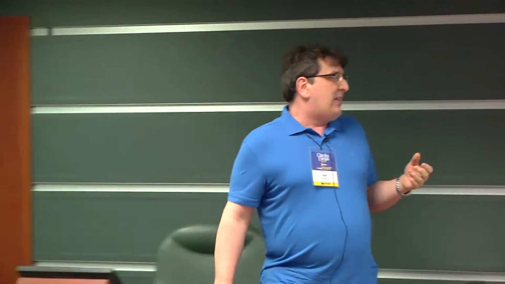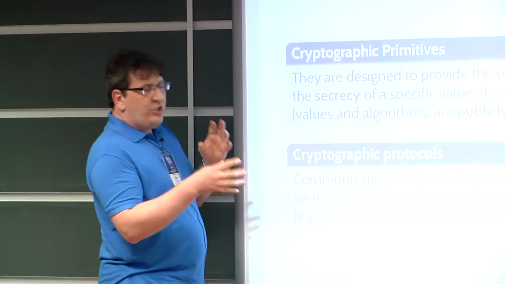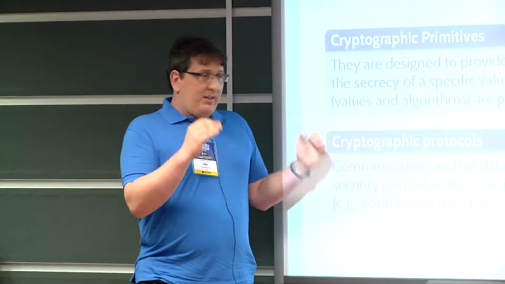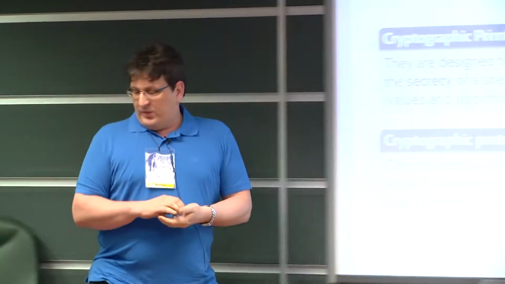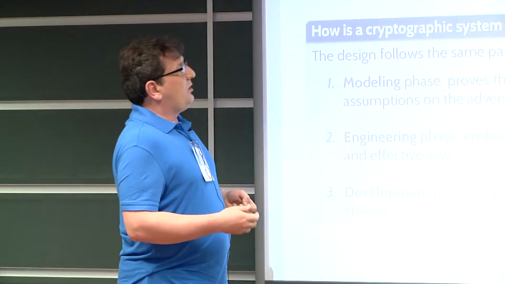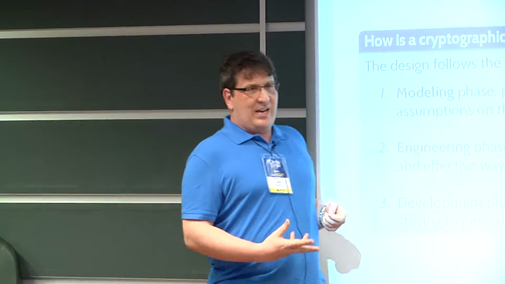Okay? So this is just to say that the combination of cryptographic primitives can be arbitrarily complex to realize even high-level security properties. So, what about cryptographic systems? It all comes down to the design of a proper cryptographic system. How is a cryptographic system realized?